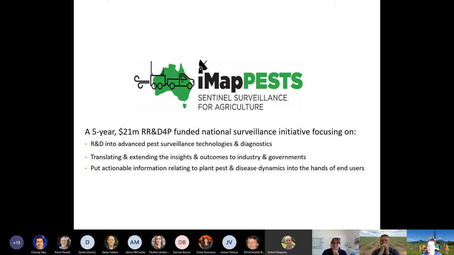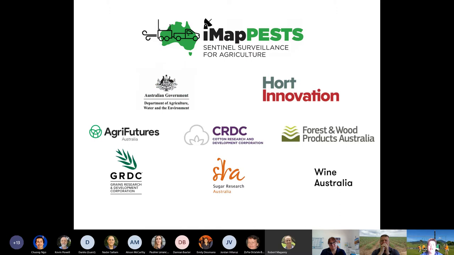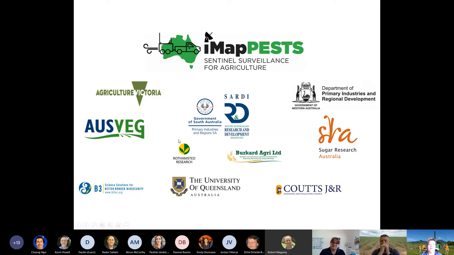The idea is that we want to put actionable information regarding plant pests and disease dynamics into the hands of end users. So this is a first. We have a collaboration between all of Australia's plant RDCs. We have Hort Innovation as the lead, and of course, Sugar Research are involved. We have several different research sub-projects. These are led by Victoria's Agriculture Victoria, South Australia's SARDI, Western Australia's DPIRD, Queensland's University of Queensland.